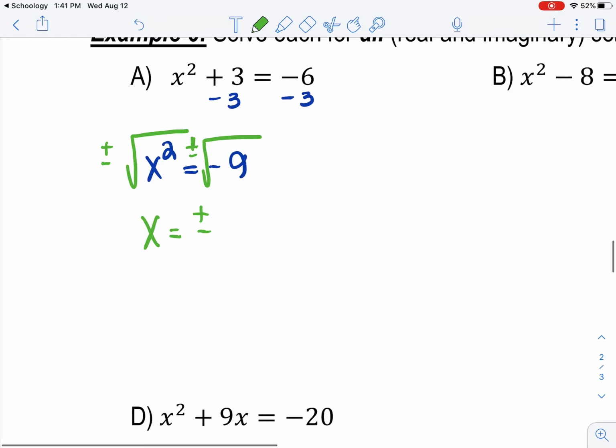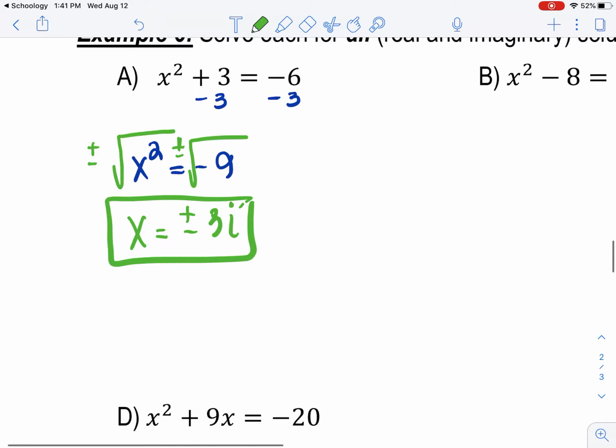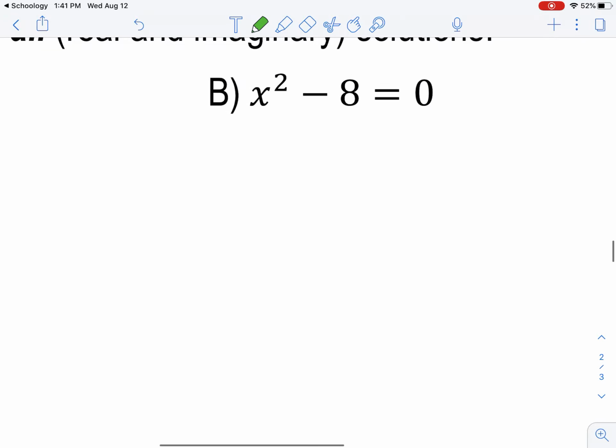So first off, what's the square root of 9? 3, right? But it's -9. So you're asking yourself what's the square root of a negative number, and that's i, right? So it's plus or minus 3i. You have two answers, positive 3i, negative 3i. All right, next one. Can I solve by square rooting? Yes. There's only an x squared, so I need to add 8 to both sides.